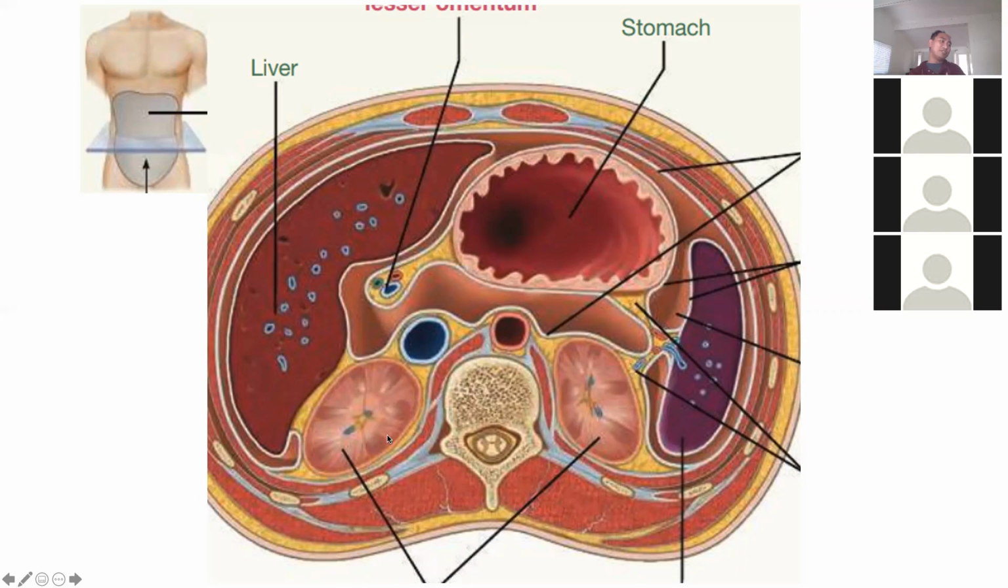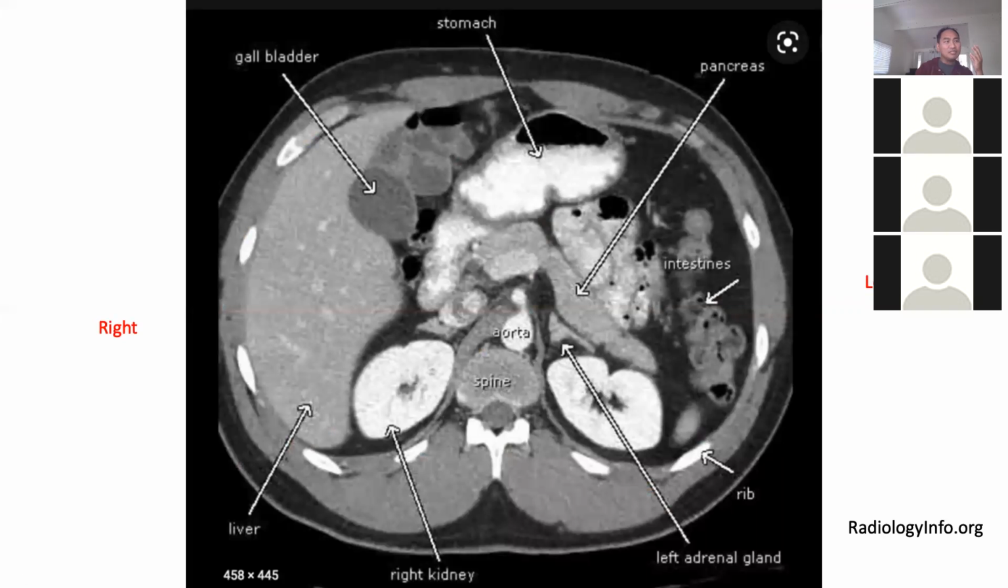And now we can appreciate the kidneys, right kidney and left kidney, which are retroperitoneal structures. And this is the liver, this is the spleen. Of course, you know this diagram. Now this is a transverse section CT scan, which might be a little bit more interesting and easy to check.